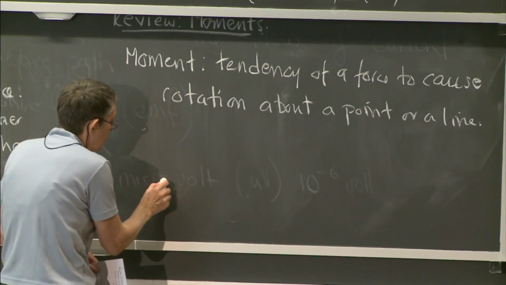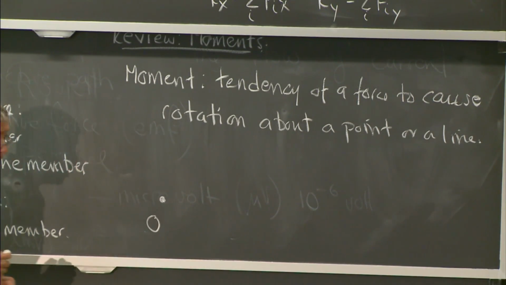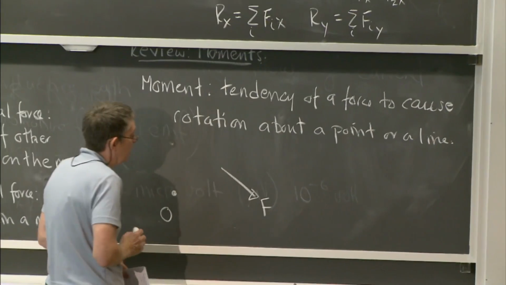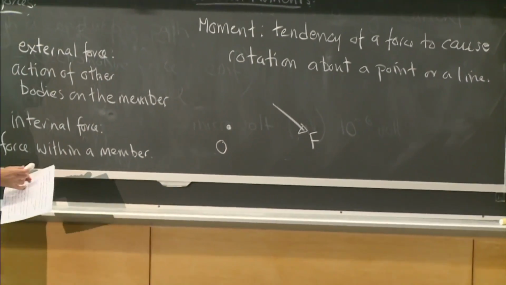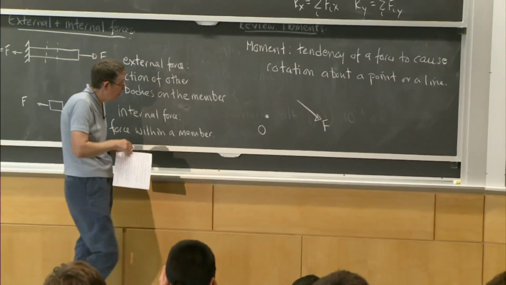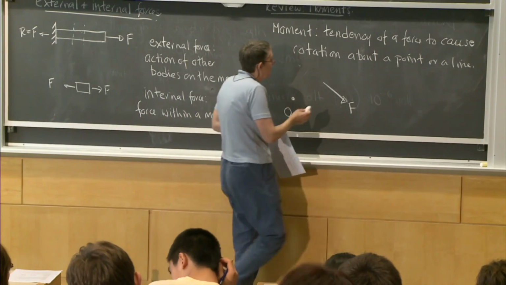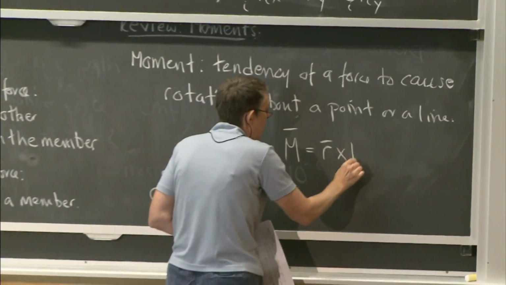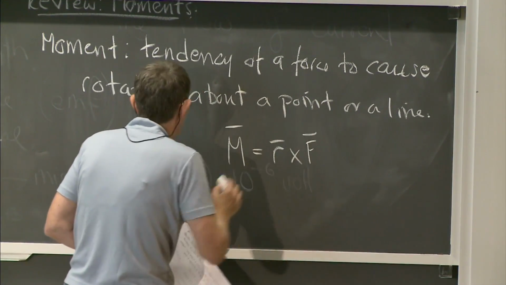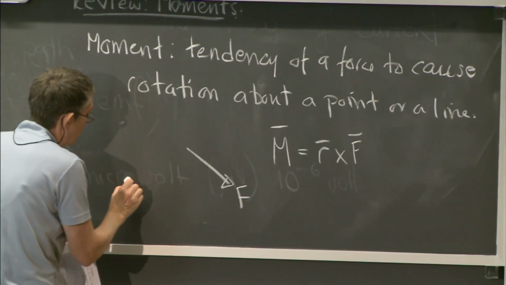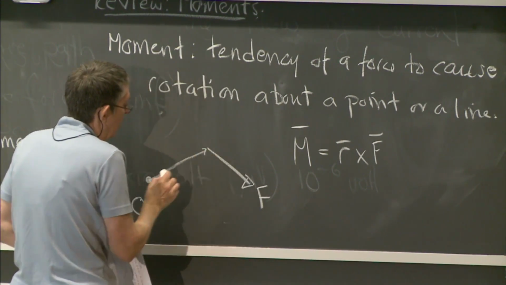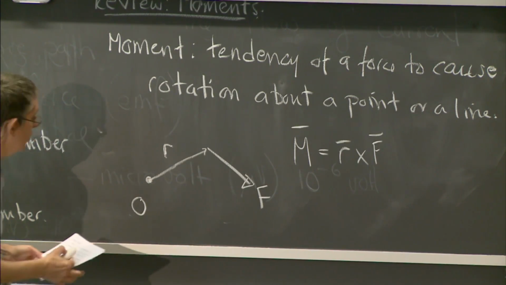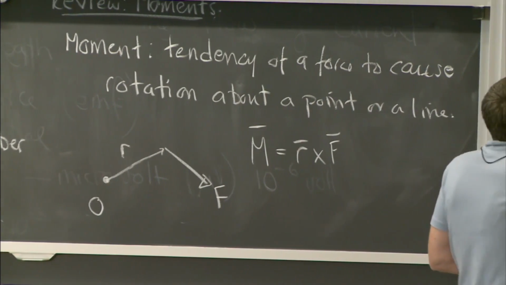So say I have a point down here, called the point O, and I have some force that's acting like that. That force is going to tend to cause some rotation around the point O, and I can calculate the moment, which is a vector, by taking the cross product of the vector r between the point O and the point of application of the force F. So let me write that down.